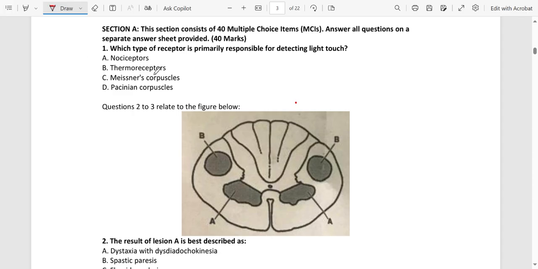So question 1 says which type of receptor is primarily responsible for detecting light touch? And here the answer is the Meissner's corpuscle. Nociceptors, these ones pick up pain sensations. Thermoreceptors are for heat. Pacinian corpuscle, this one is for pressure and vibration.